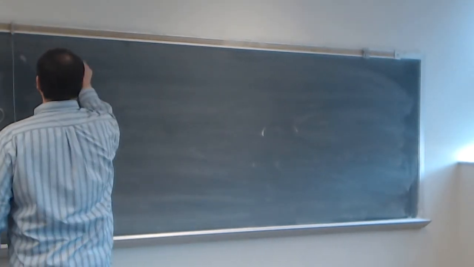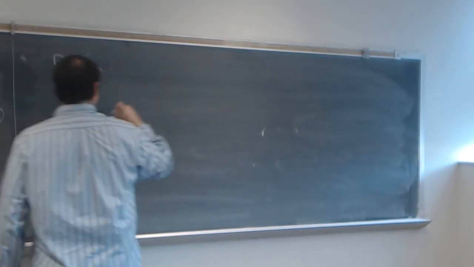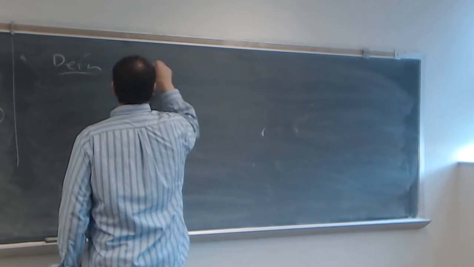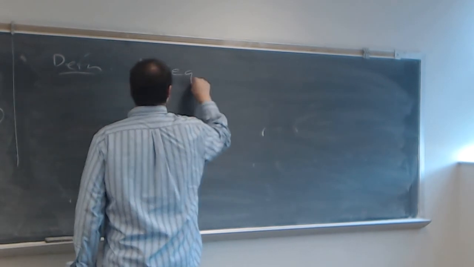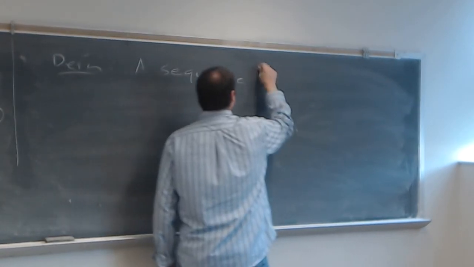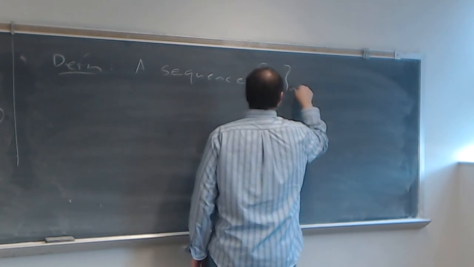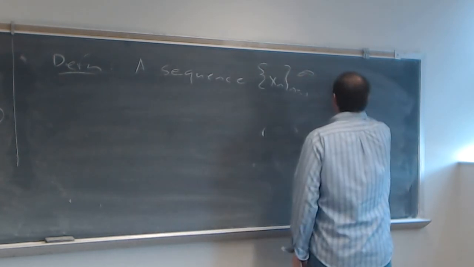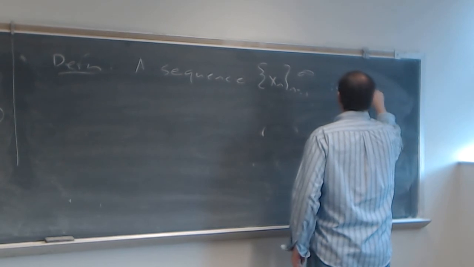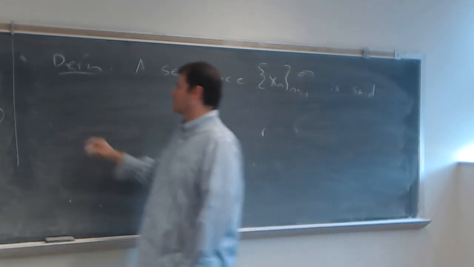Here's the definition. A sequence x of n is said to be a bounded sequence.